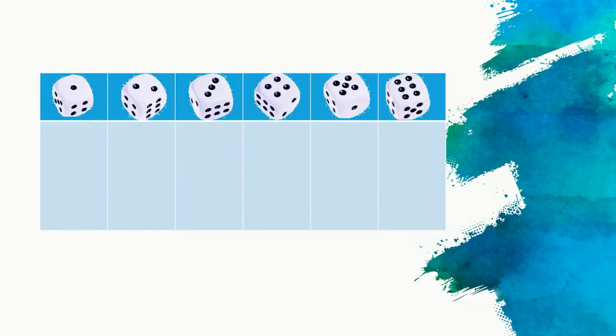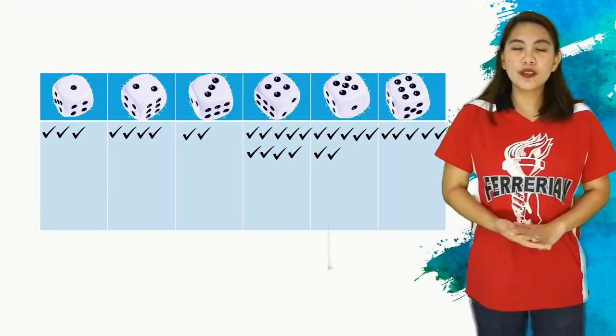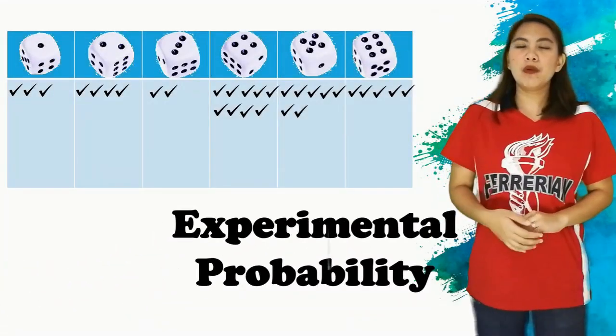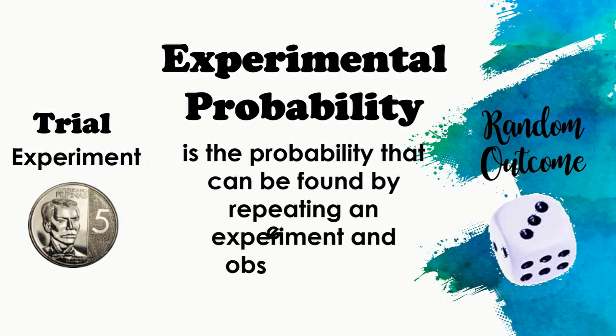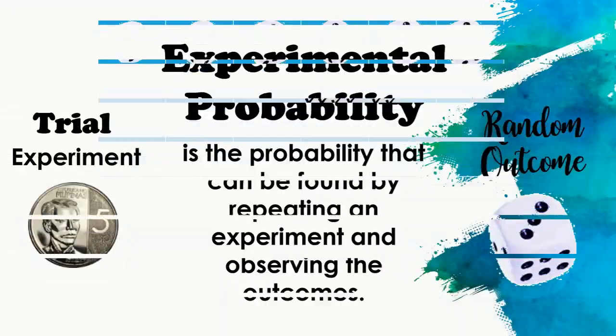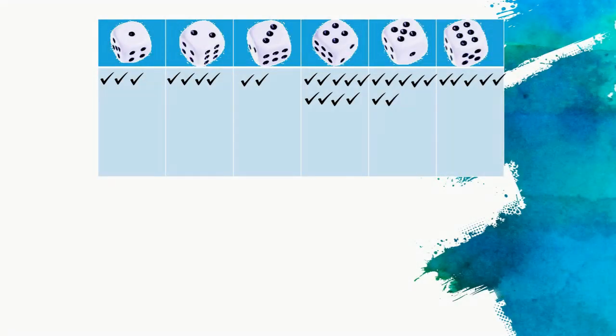So now, I'm going to conduct a trial by rolling a die 30 times. The resulting probability is known as the experimental probability. It is a probability that can be found by repeating the experiment and observing the outcomes. The experimental probability of each number after rolling the die 30 times is as follows.